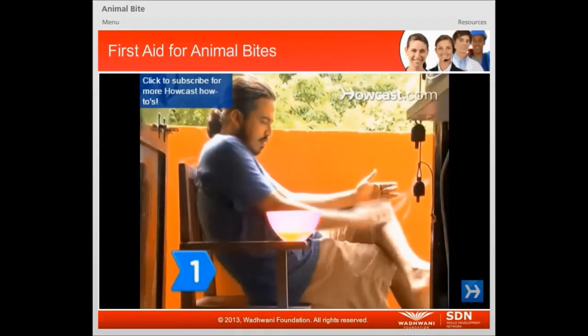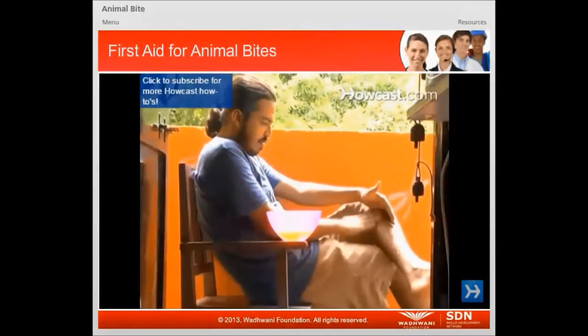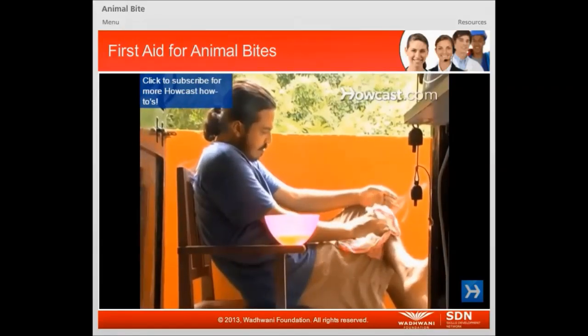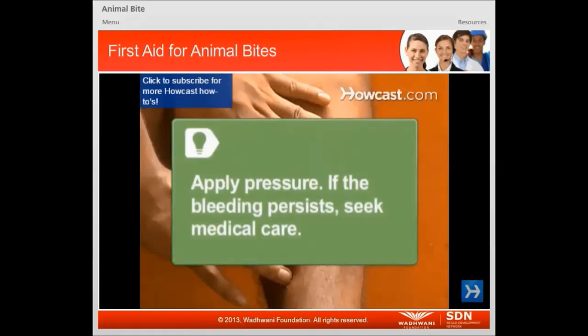Step 1. Wash the wound with soap, warm water, and a towel. This will remove dirt, saliva, and bacteria. Apply pressure to the wound to stop any bleeding. If the bleeding persists, seek medical care.